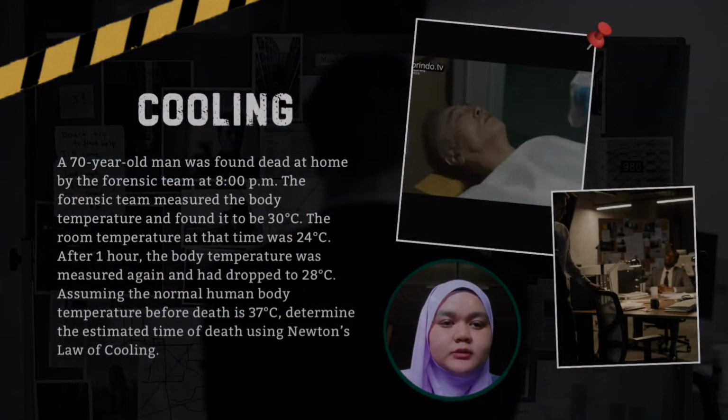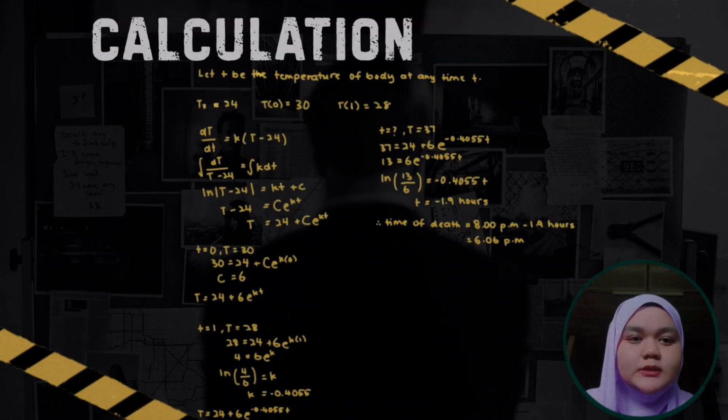First, cooling. A 70-year-old man was found dead at home by the forensic team at 8 p.m. The forensic team measured the body temperature and found it to be 30 degrees Celsius. The room temperature at that time was 24 degrees Celsius. After 1 hour, the body temperature was measured again and had dropped to 28 degrees Celsius. Assuming the normal human body temperature before death is 37 degrees Celsius, determine the estimated time of death using Newton's law of cooling.